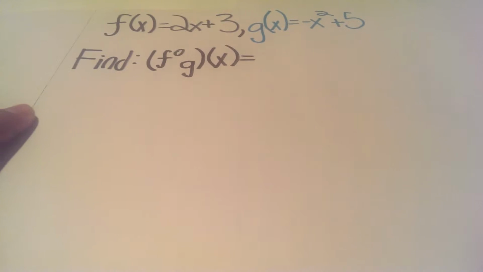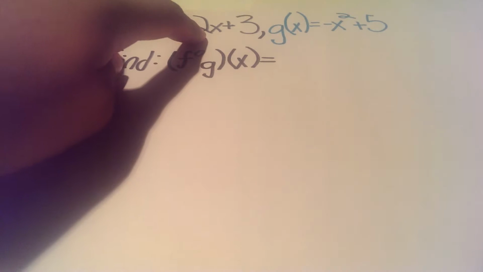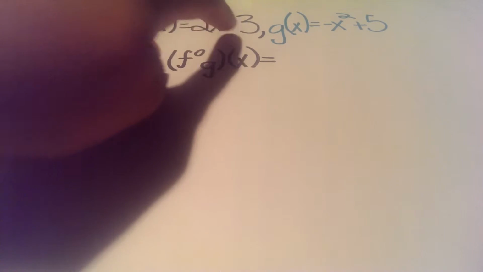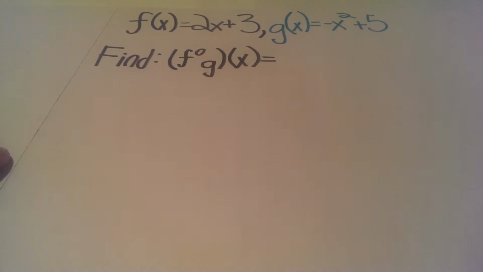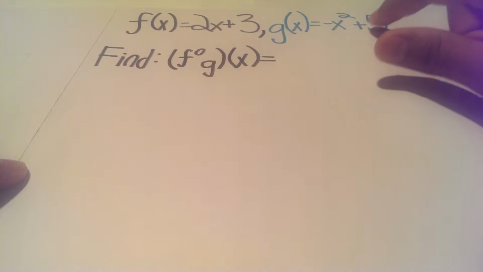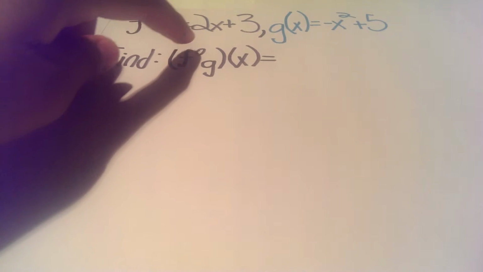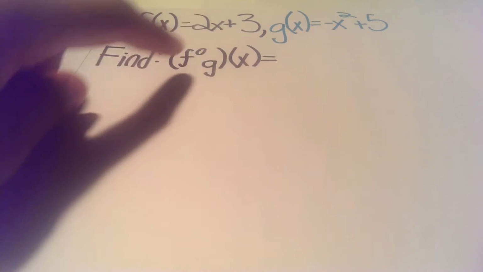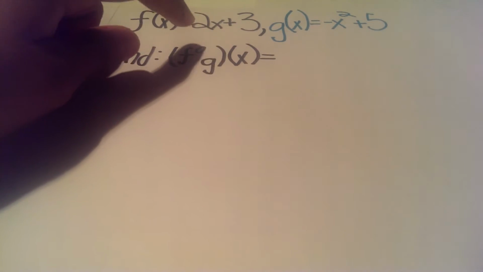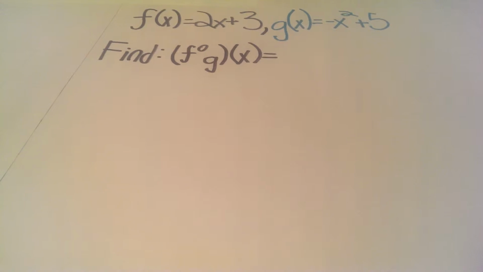So here we have two different equations. The first is f of x is equal to 2x plus 3. And the second equation is g of x is equal to negative x squared plus 5. Now they're asking us to find the f composition of g of x. Now that little symbol represents composition, so the f composition of g.